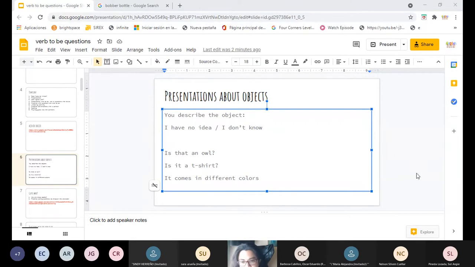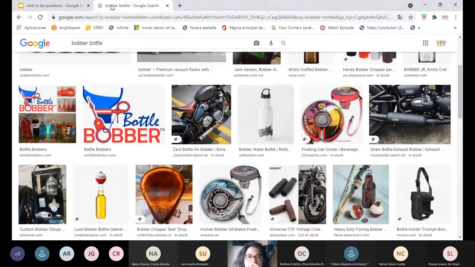Are you ready, Jimena? Hi, teacher. It's medium. It's made of aluminium. It comes in different colors. It's from China, Colombia. It has a lens. A lens? Yes, teacher. Can you spell the word lens, please? How do you spell lens?